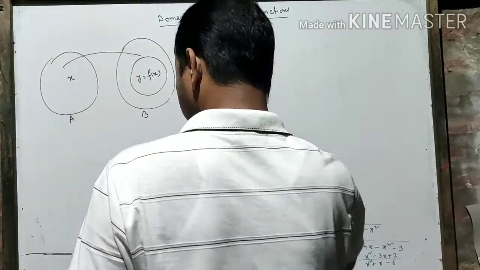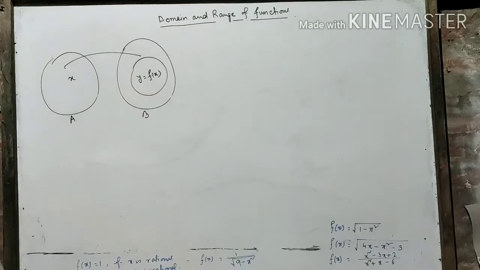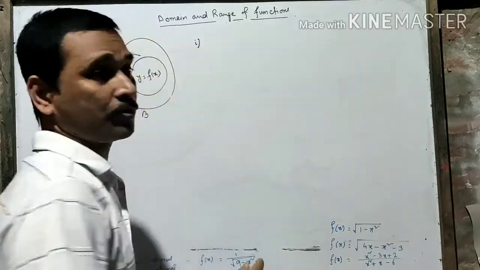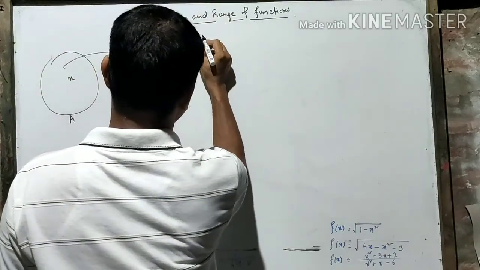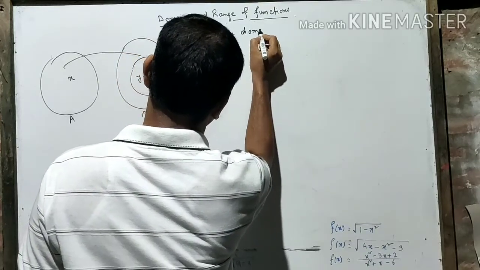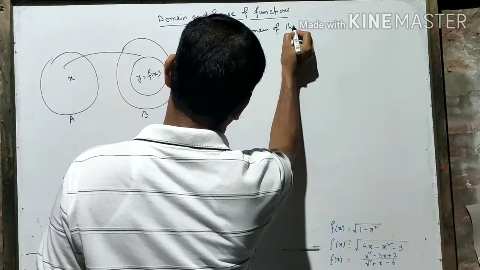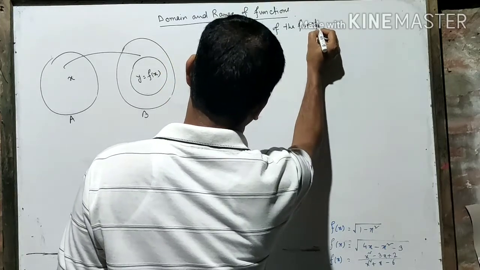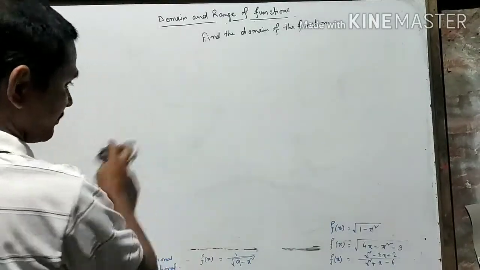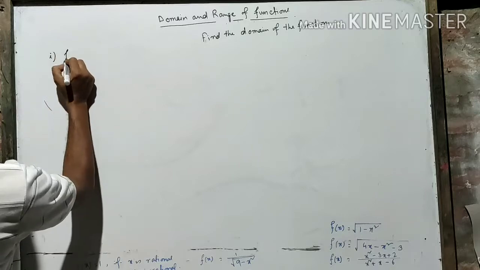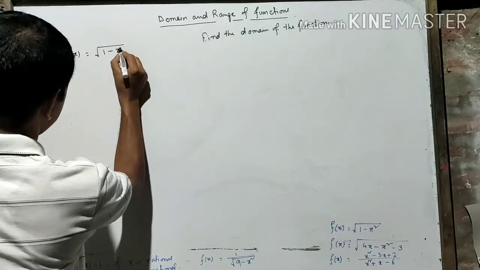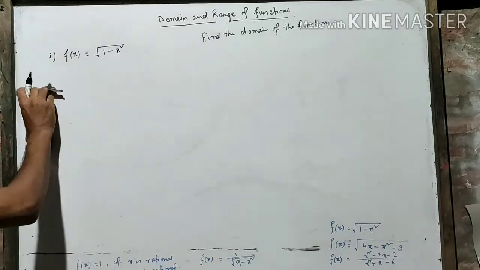Now, let us start with some examples. Let the first example be this. First of all, we learn to find the domain. Our question will be like this: find the domain of the function or mapping. Let the first example be f(x) equal to under root 1 minus x squared. So when will this be undefined?